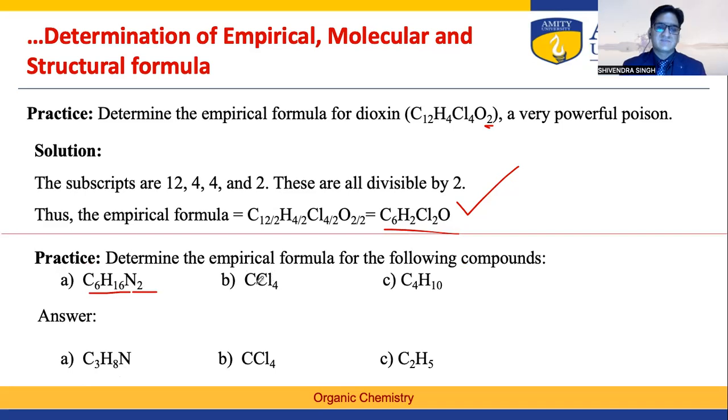Similarly, for CCl4, the smallest number is 1. So for CCl4, the empirical formula and molecular formula will remain the same. For C4H10, of course, we can divide this by 2, so we can have C2H5. So these are the empirical formulas of these molecules, right?